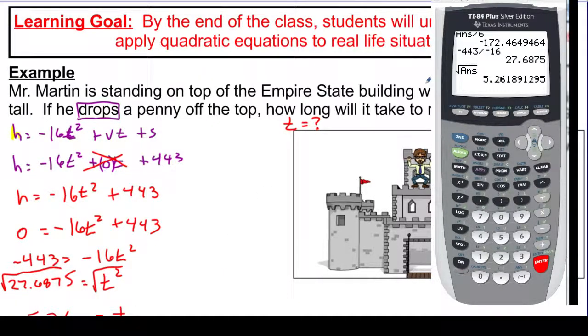That's the answer to their question. How long did it take to reach the ground? It took 5.26 seconds. Okay, so we solved their problem. Let's take a look at another one.